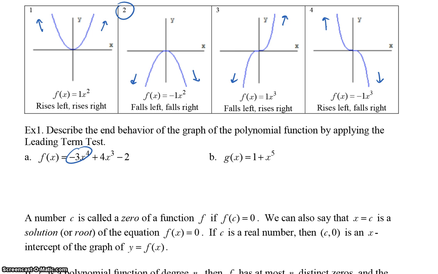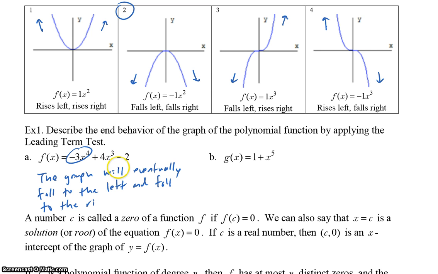So we can say that the graph will eventually fall to the left and fall to the right. Now, it would be sufficient just to say falls to the left and falls to the right.